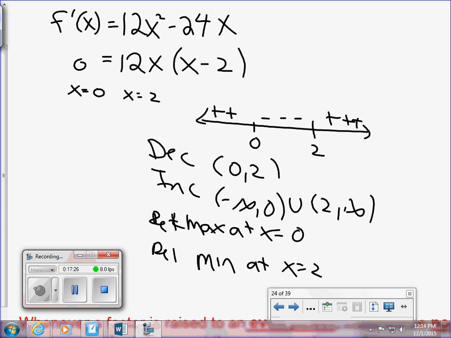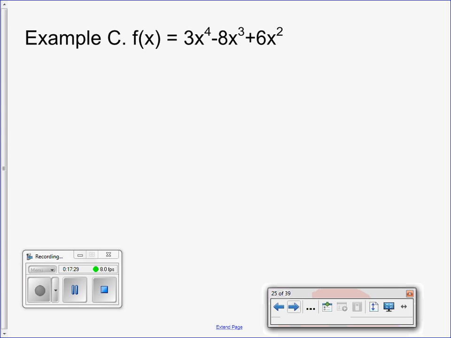Okay, example C. We worked on that one a little while. You can pause at home.